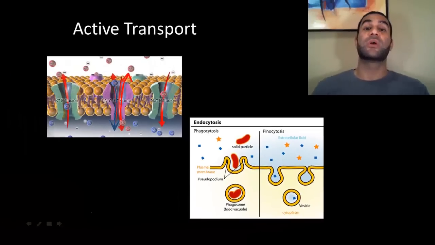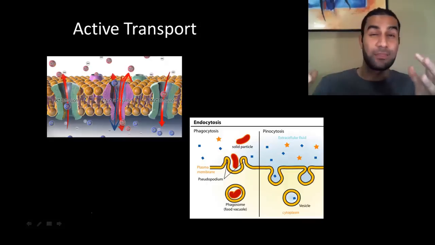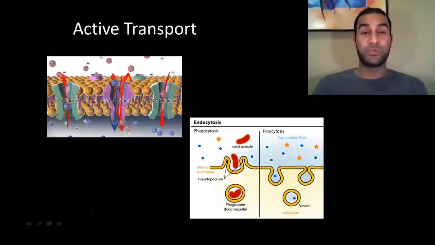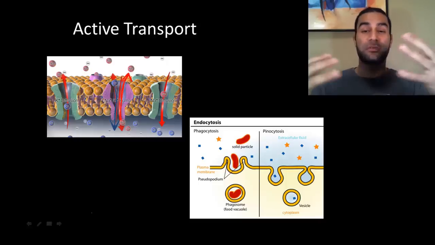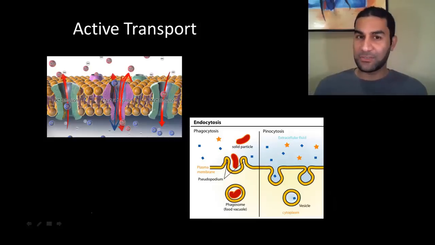So if you're trying to surround one big thing and bring it in, that's called phagocytosis. If you're trying to surround a lot of pretty big things and bring in a lot of fluid with it, that's pinocytosis. Both of these are examples of endocytosis being brought in, but they can also be described in the exact opposite direction. Let's say I had a big waste molecule that was too big to pass through the membrane, but I needed to get rid of it.